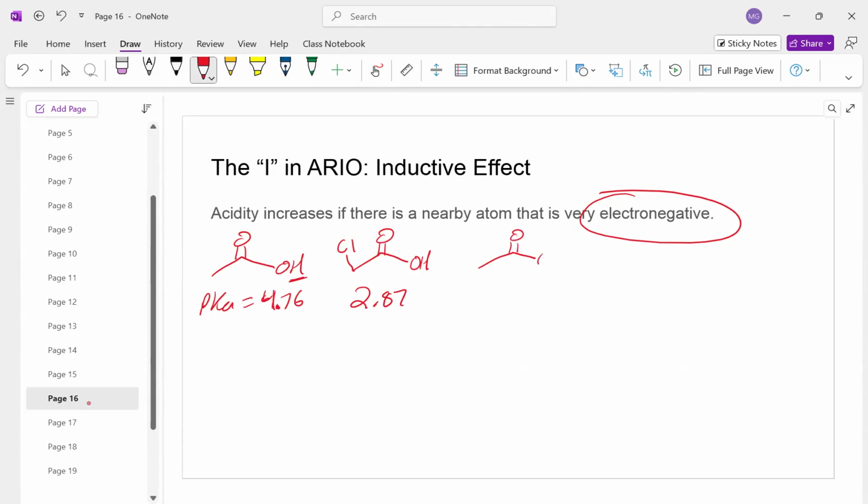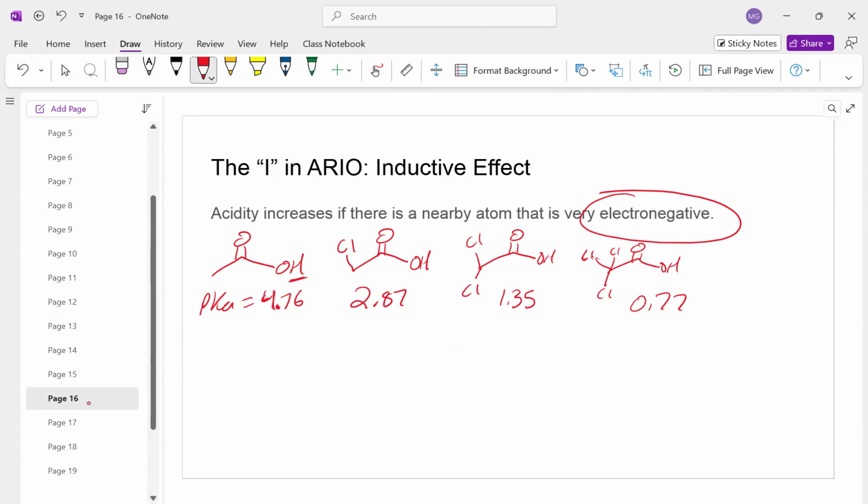If I put another one on, it goes down even more. And then if I replace all those hydrogens with chlorines, now we're almost in strong acid territory. So why does putting a highly electronegative atom there increase the acidity?